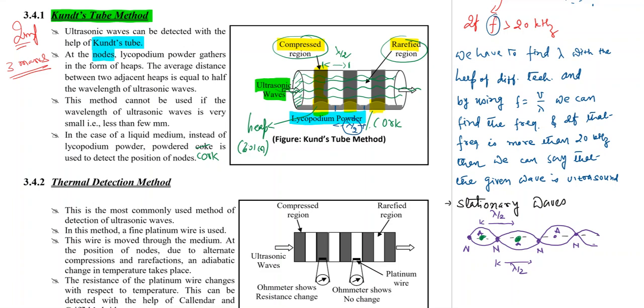At the nodes, the lycopodium powder gathers in the form of heaps. The average distance between two adjacent heaps is equal to half of the wavelength of the ultrasonic wave. This comes from the theory of stationary waves.